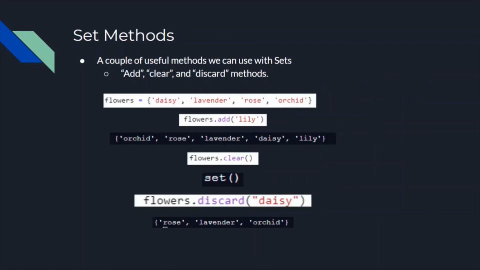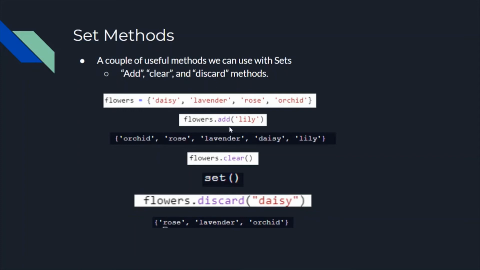And now let's move on to some set methods. There are a couple of useful methods we can use with sets, such as the add, clear, and discard methods. So let's first start with the add method. Let's say, for example, we have this set of flowers, in which we have the strings daisy, lavender, rose, and orchid. So the add method simply just adds the specified item into a set.